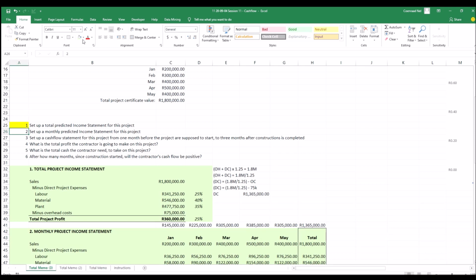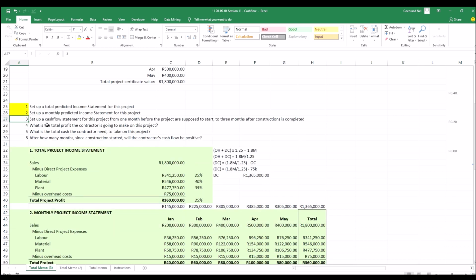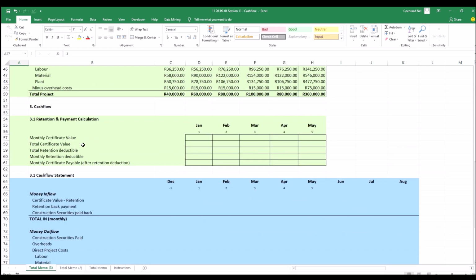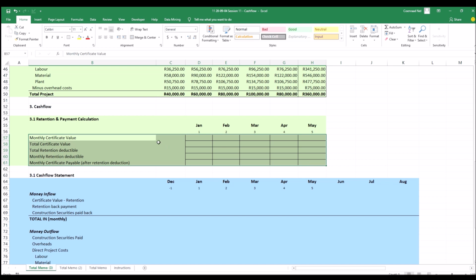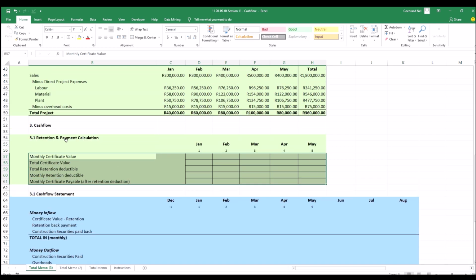So let's quickly deal then with the third question, which is set up a cash flow statement for this project. And we're saying we want to do the cash flow statement 3 months, 1 month prior to 3 months after the project has finished. Good. To do that, we must first work out our retention, our retention money. Okay, good. So let's follow these steps.